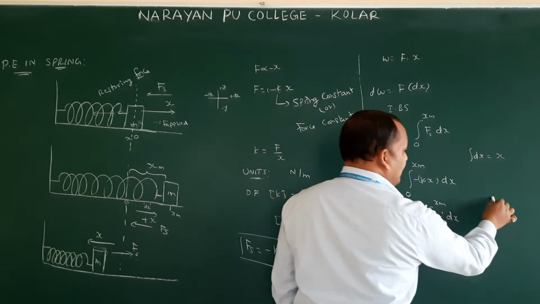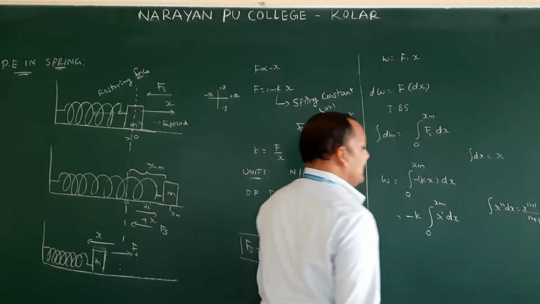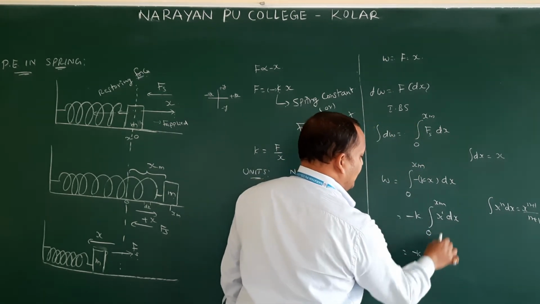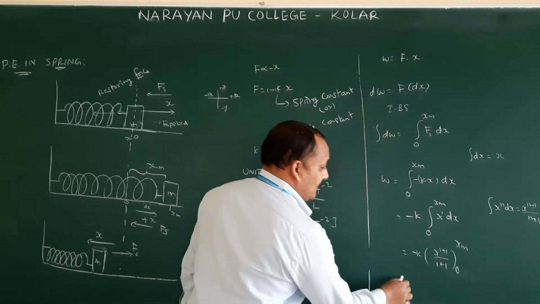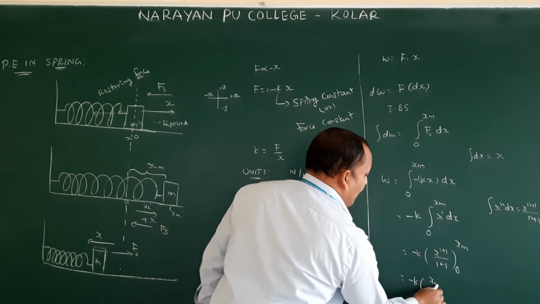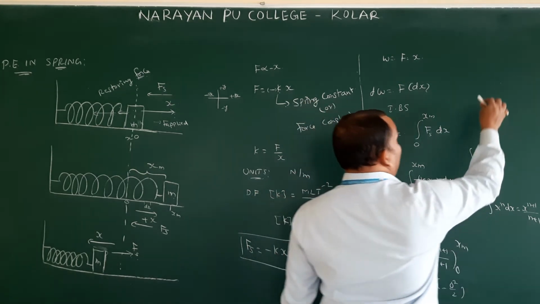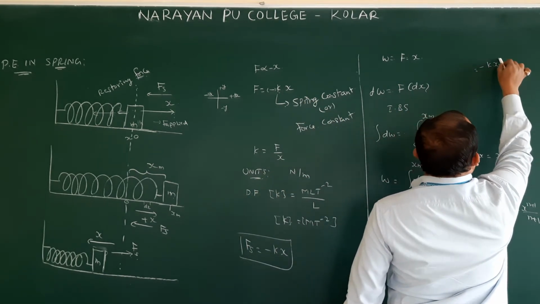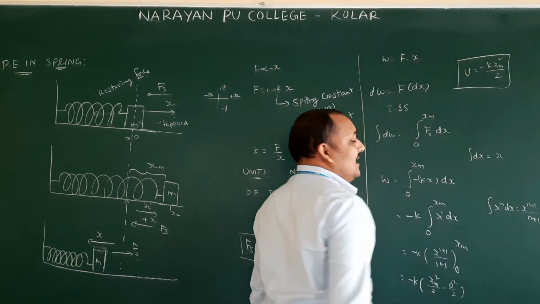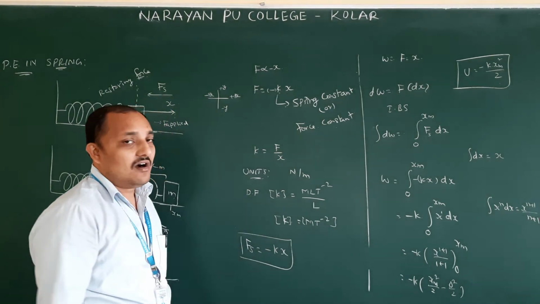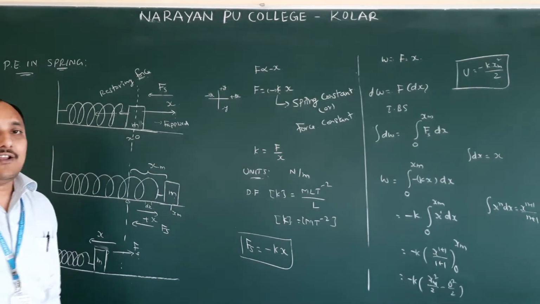Integral x dx, what is the formula? Integral x power n dx is x power n plus 1 by n plus 1. So minus k into x power 1 plus 1 by 1 plus 1, from 0 to xm. First we substitute the upper limit: xm square by 2 minus 0 square by 2. Finally we get minus k xm square by 2. This one we call potential energy. So U is equal to minus k xm square by 2, where xm means the maximum value of the elongation.